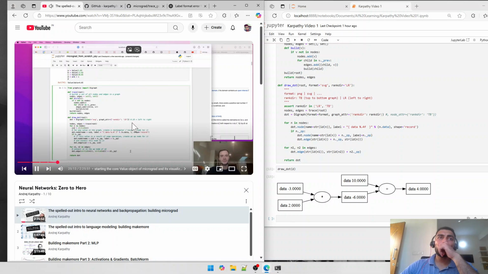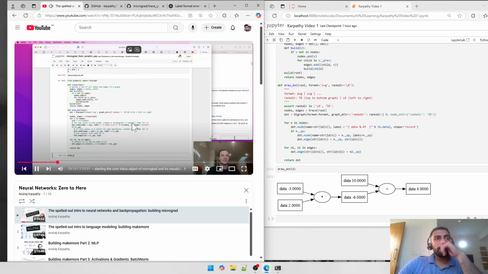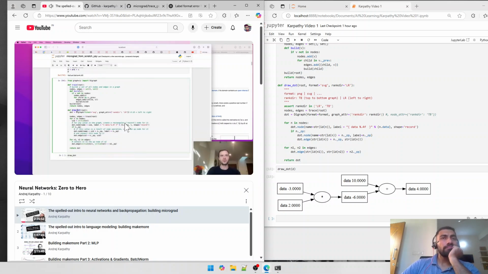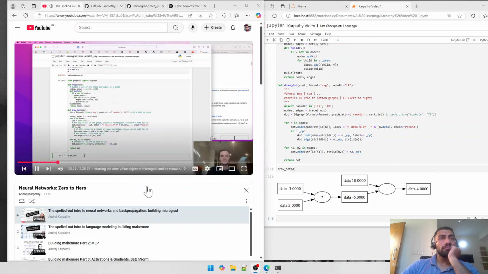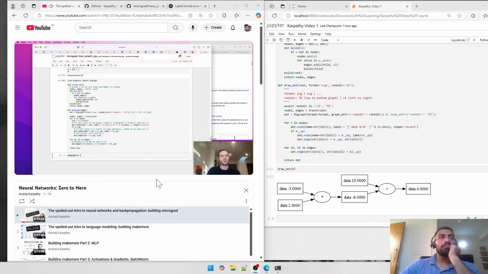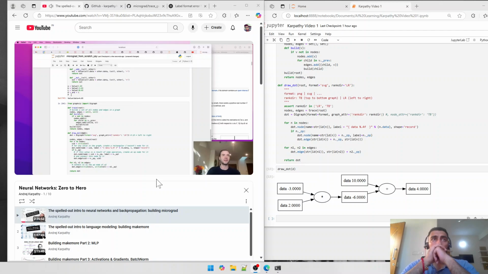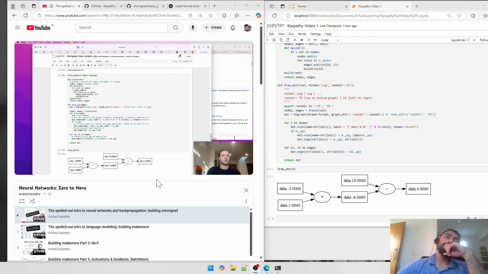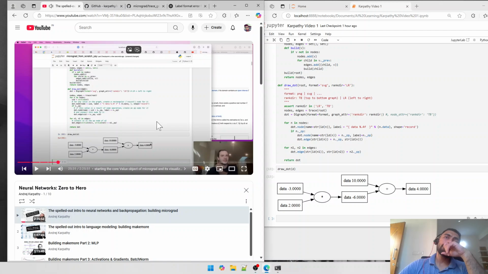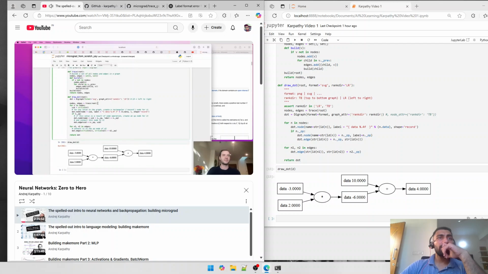First, let me just show you what this code does. Basically, it creates a new function, draw dot, that we can call on some root node, and then it's going to visualize it. So if we call draw dot on D, which is this final value here, that is a times b plus c, it creates something like this. So this is D, and this is the output node D. So that's draw dot of D.